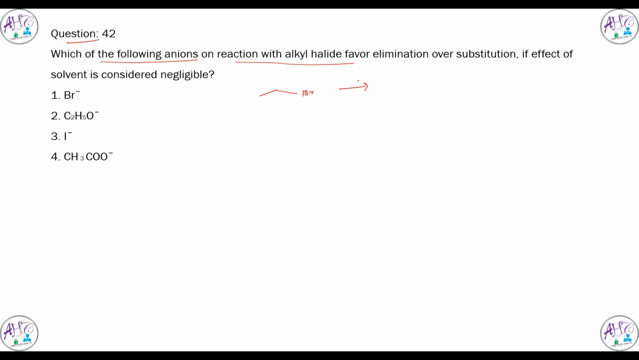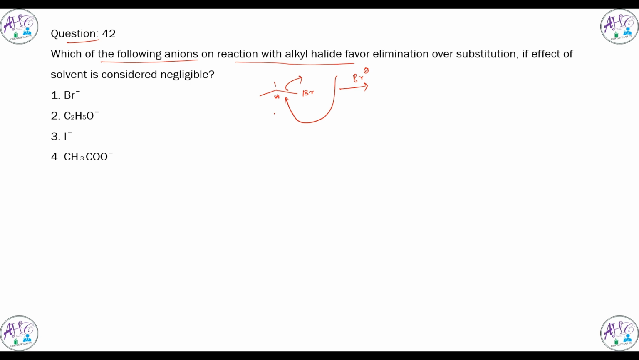So first we have your bromine. Okay, if you treat it with bromine and you attack this carbon, your first carbon, making it remove the bromine group, this is going to be your substitution reaction. So in order for an elimination reaction, you need a good base.